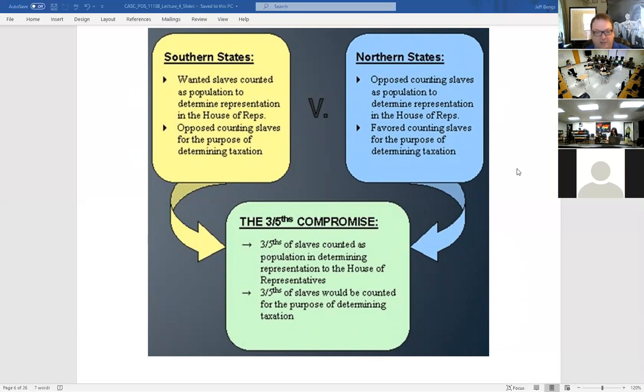Because the Constitution, even though it was written in 1787, wasn't ratified until 1788, and that's when it went into effect. Or 1789. And so the new government could not do away with the slave trade until 1808.